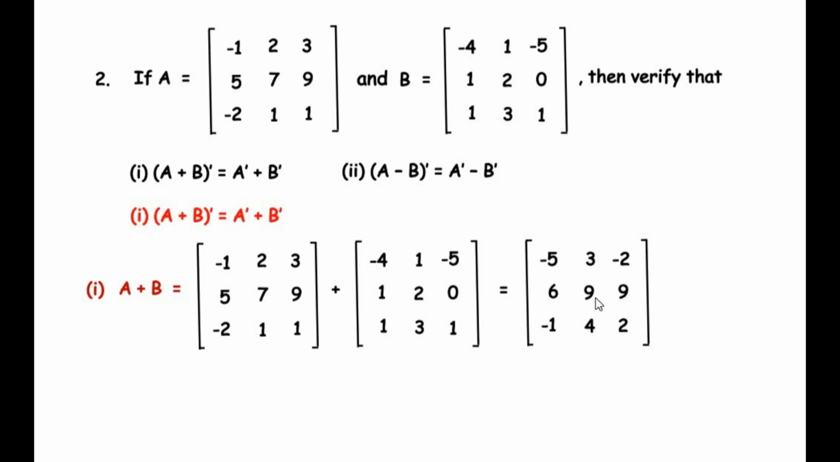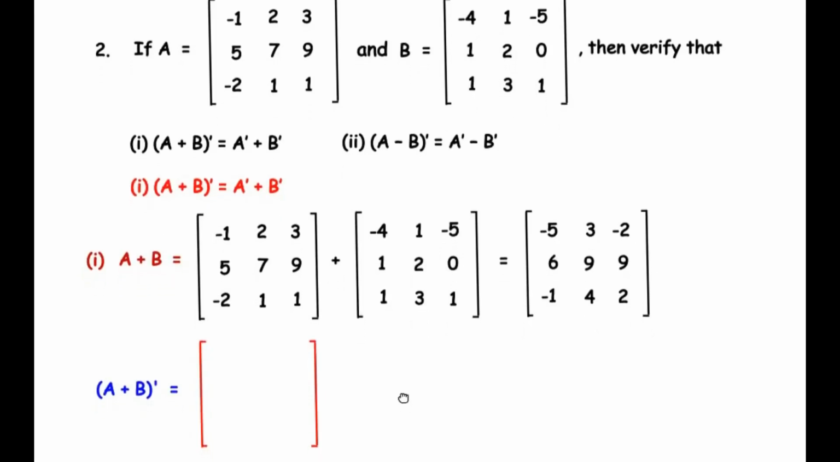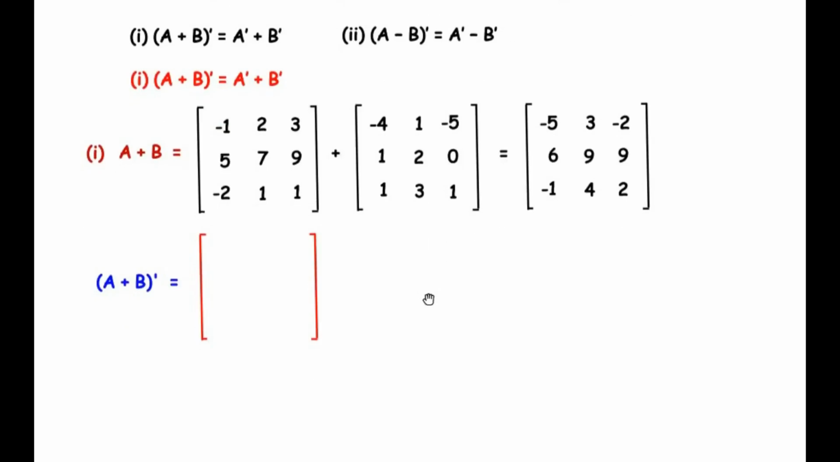Now once we have got the value of A plus B, we are going to find its transpose. So here we have written A plus B transpose. Now here we are going to change the columns into rows, starting with the first column. The first column becomes the first row. So here we get minus 5, 6 and minus 1. Now the second column changes into second row. So we get 3, 9, 4 as the row 3, 9, 4. Now the last column changes into last row. So we get minus 2, 9 and 2. So column into row. Now let us consider this as equation 1.